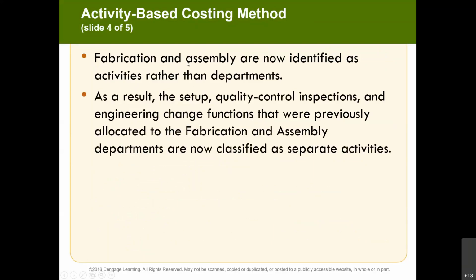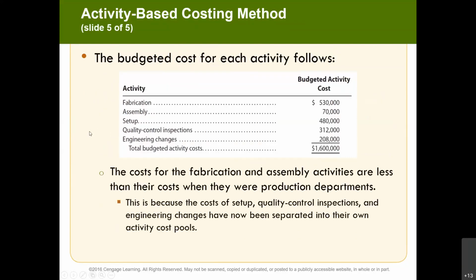So fabrication and assembly are now identified as activities instead of departments. So think of these as activities instead of departments. So as a result, the setup, quality control inspections, and engineering change functions that were previously allocated to the production and assembly department are now classified as separate activities. So here's how it looks.